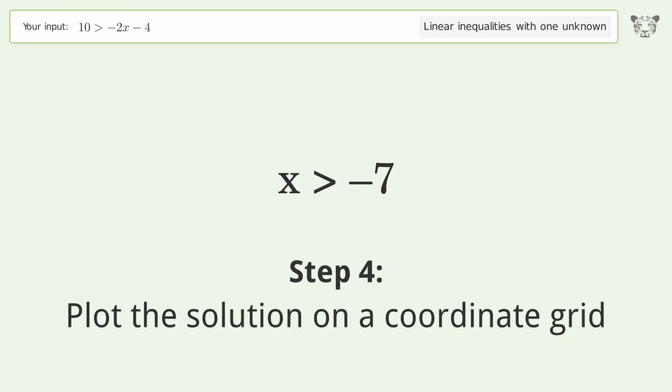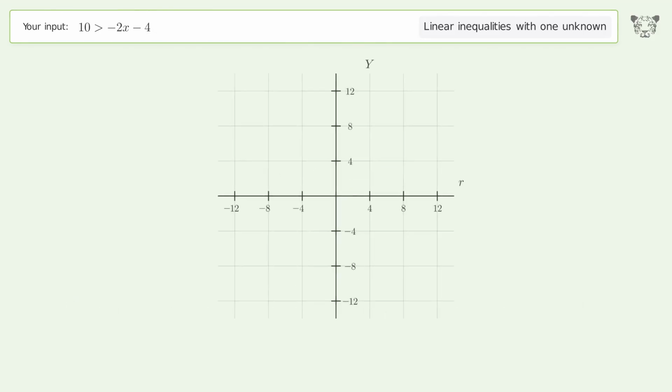Plot the solution on a coordinate grid. And so the final result is x greater than -7.